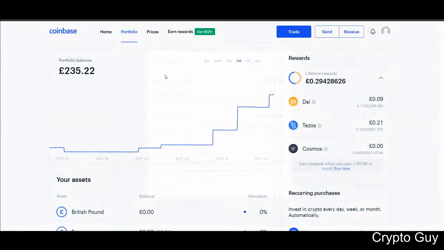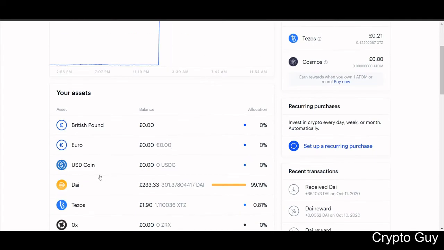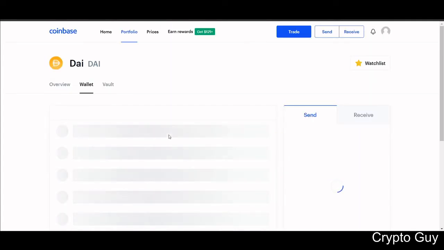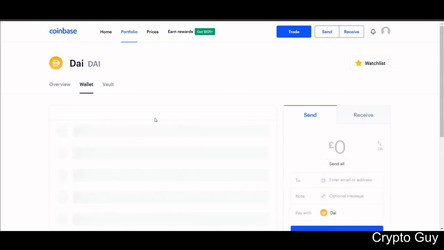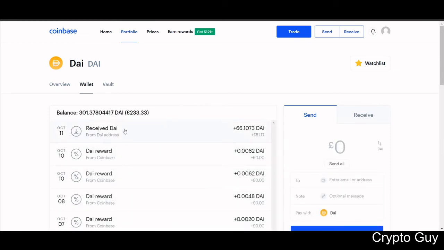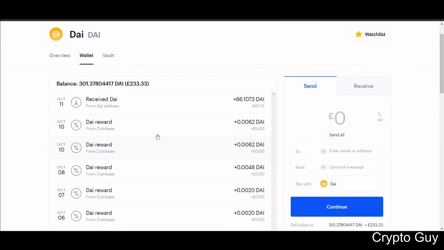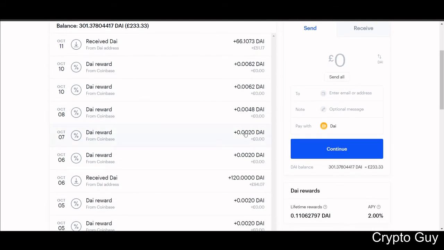So if you just hold your crypto here, which is DAI at the moment, you can make money out of it by just holding DAI, which is only 2%. I also deposited some DAI, and this is the reward. You can see that DAI reward has been received. In one day I have received something about 0.11 DAI, which is almost like 1 penny. So I think it's not a bad deal.